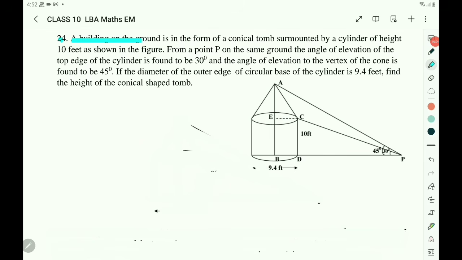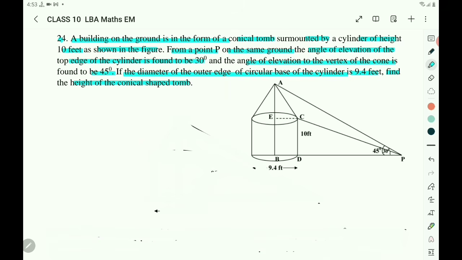Question number 24. A building on the ground is in the form of a conical tomb surmounted by a cylinder of height 10 feet as shown in the figure. From a point P on the same ground, the angle of elevation of the top edge of the cylinder is found to be 30 degree and the angle of elevation to the vertex of the cone is found to be 45 degree. If the diameter of the outer edge of the circular base of the cylinder is 9.4 feet, find the height of the conical shaped tomb.